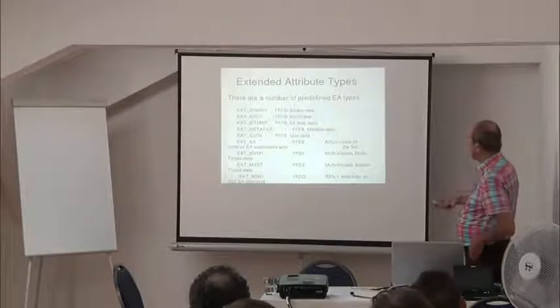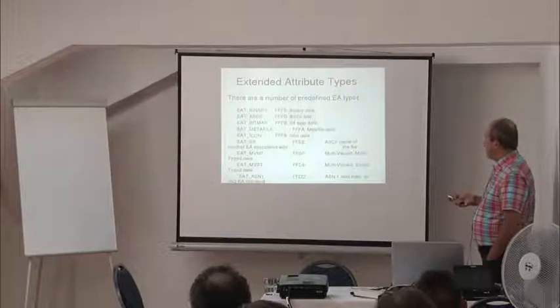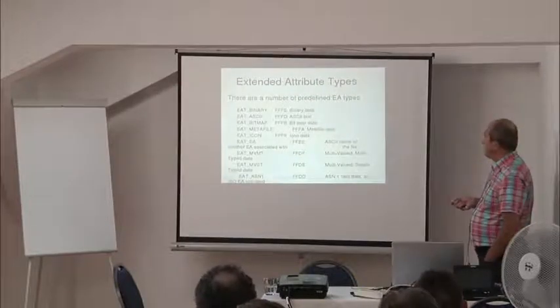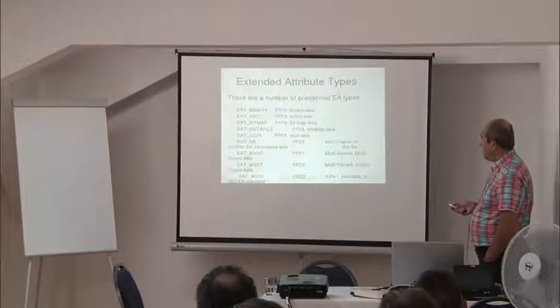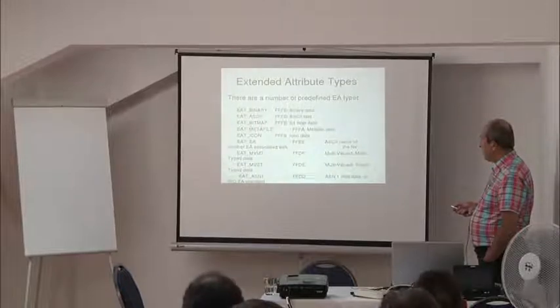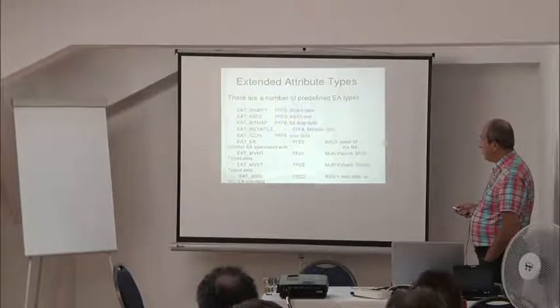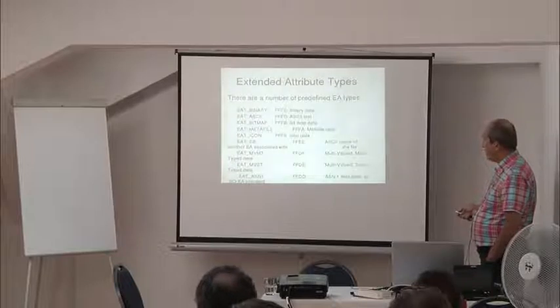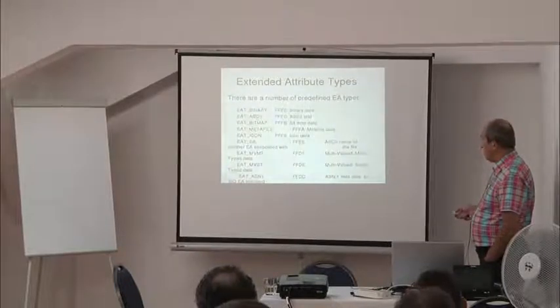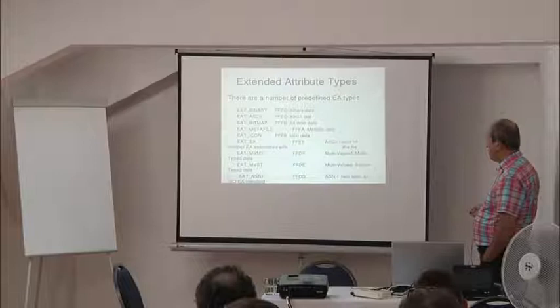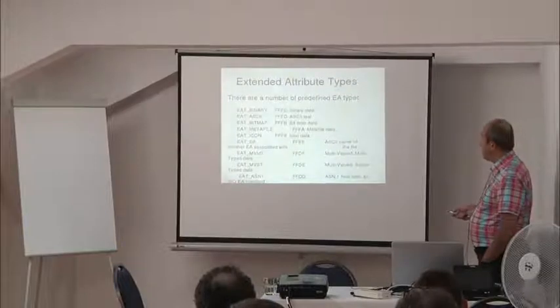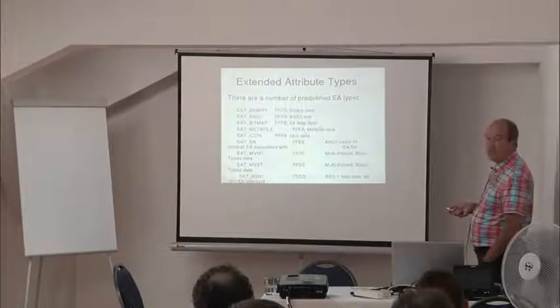Oh, this is all shifted a bit. Anyway, there are a number of predefined types, and they all have the prefix EAT, and it's binary, ASCII, bitmap, metafile, icon, so on and so forth. And what you see here is these are multi-value, multi-typed. So within this EA, you can have a number of these EAs.